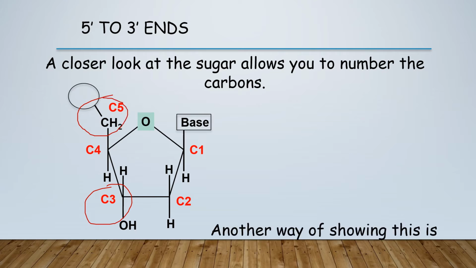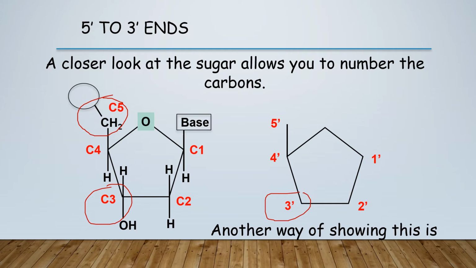But let's simplify it a little bit more. Okay, so this ring, taking a bit of information out, but again, same thing. Carbon 1, 2, 3, 4, 5. And again, our 3' down here, and our 5' up here.